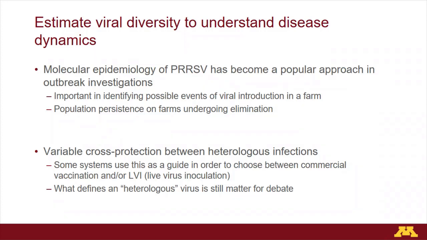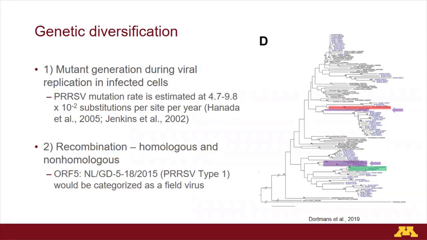For example, we would expect to have some protection if we have homologous infections, and some variable cross-protection between heterologous infections. However, what defines homologous and heterologous infections is still not very clearly defined. But regarding genetic diversification of the PRRS virus per se, I'm going to give you a few examples here regarding PRRS specifically.